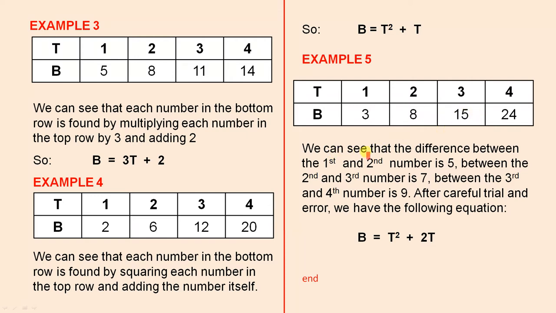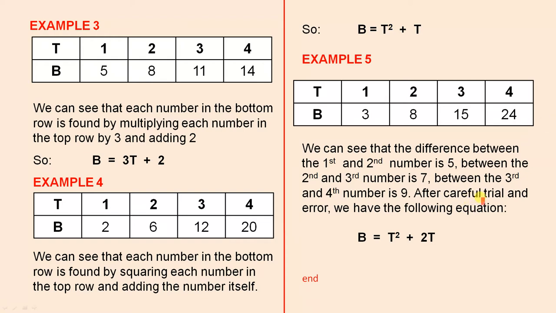For example, we can see that the difference between the first and second number is 5. So the difference between the 3 and the 8 is 5. Between the second and third number is 7. From there to there is 7. Between the third and the fourth number is 9. From there to there is 9. So the difference is 5, 7, 9. So if we were to keep going, the next difference would be 11. So that's one way of generating the pattern.